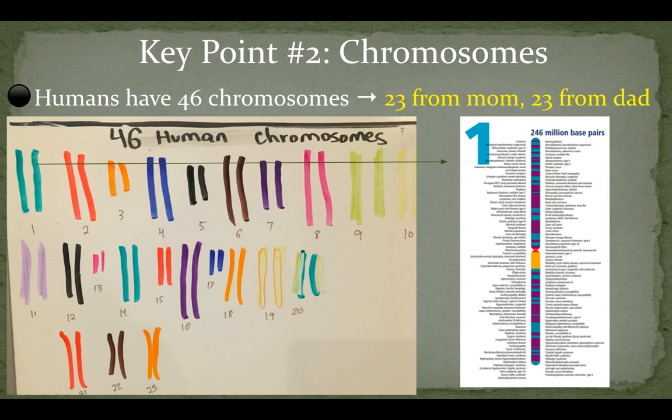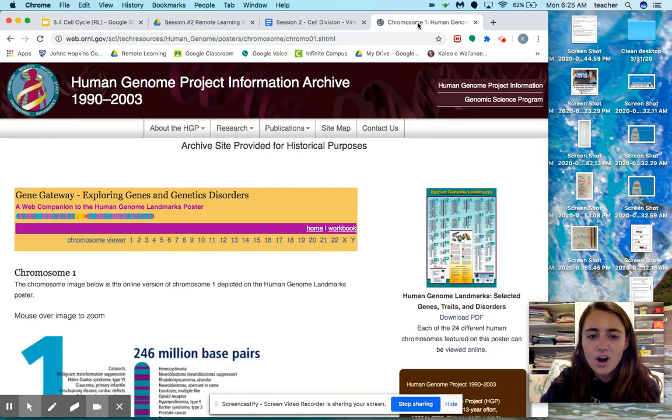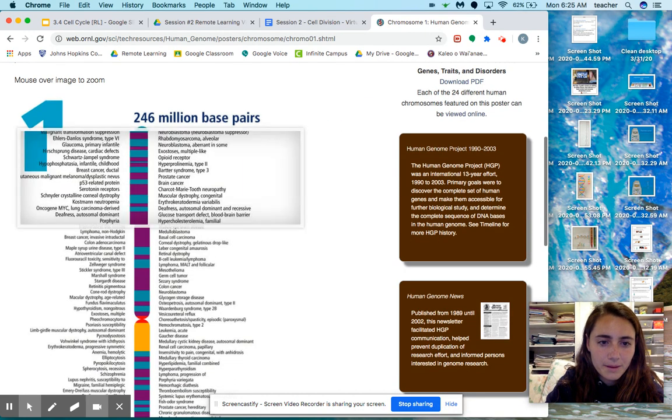And then each chromosome is going to have some unique genes on it. So chromosome number 1 has 246 million base pairs. That means 246 million A's, T's, G's, and C's. You can go to this cool website and you can see all of the different human chromosomes and the genes that are on them. So let's look at chromosome number 1.